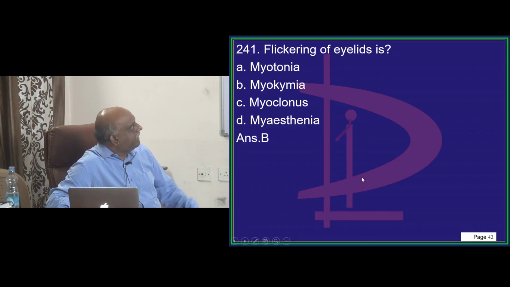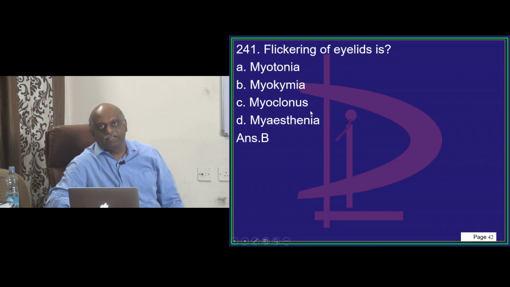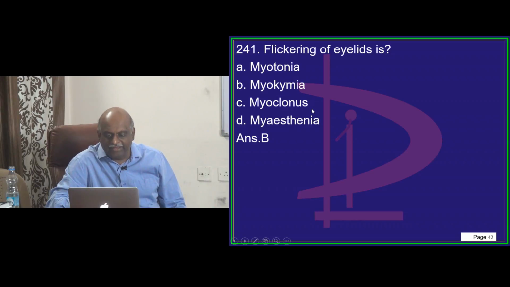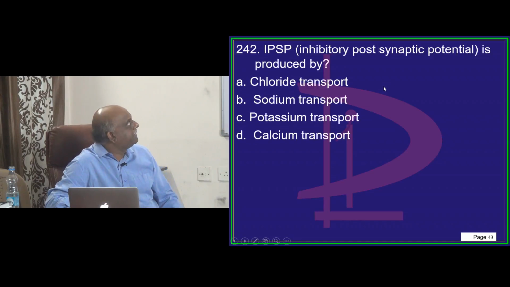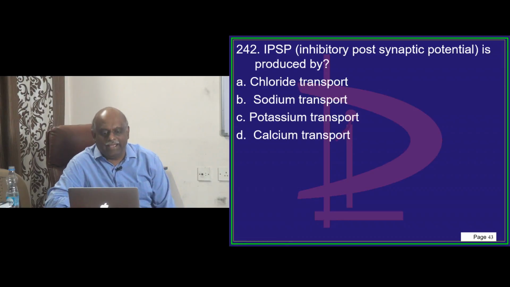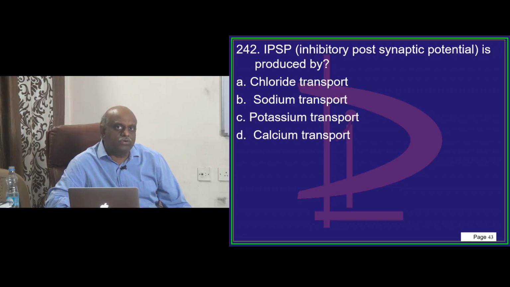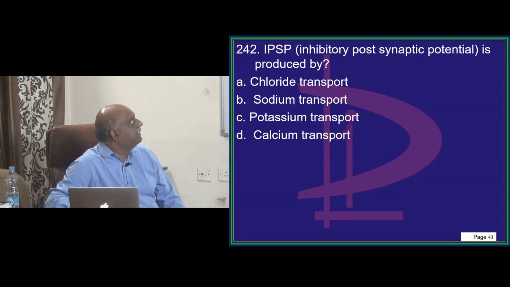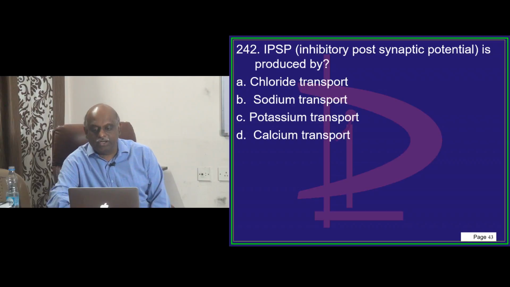Now, doctor, myokymia is the name given for the flickering, is what you need to remember. What causes the inhibitory post-synaptic potential? Inhibitory post-synaptic potential. Question number 242, shoot your answer.